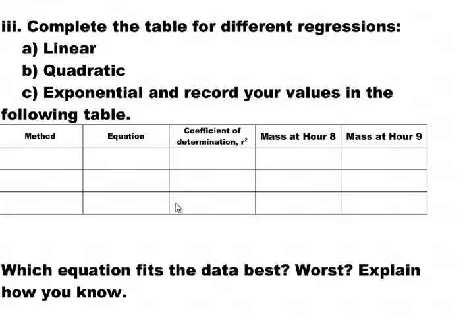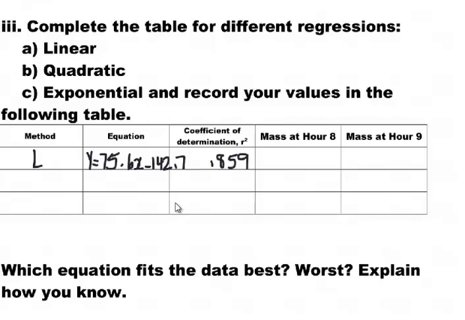So the first method, linear, the equation rounded to one decimal is y is equal to 75.6x minus 142.7, and we found that the r squared is 0.859.